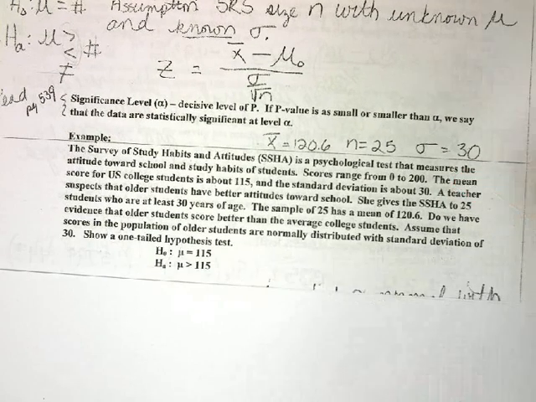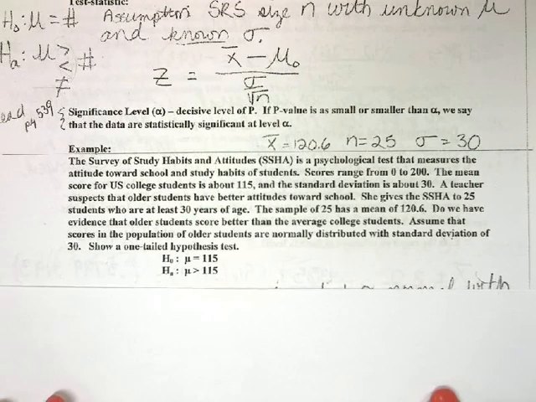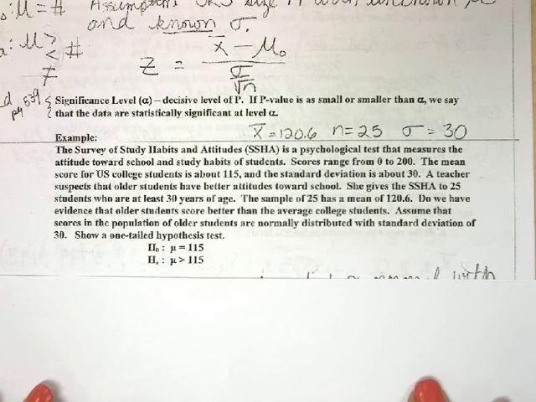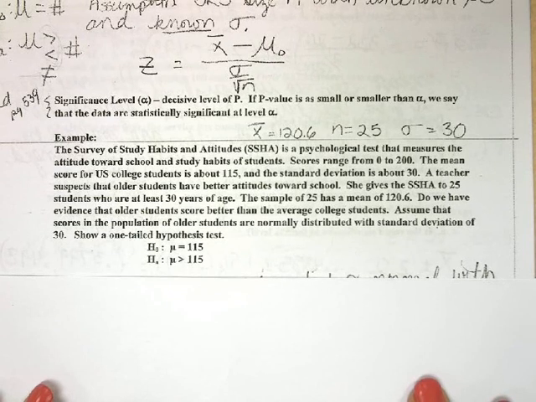The Survey of Study Habits and Attitudes is a psychological test that measures the attitude towards school and study habits of students. The scores range from 0 to 200. The mean score for U.S. college students is about 115, with a standard deviation of 30. It doesn't say anything about the shape of the distribution.